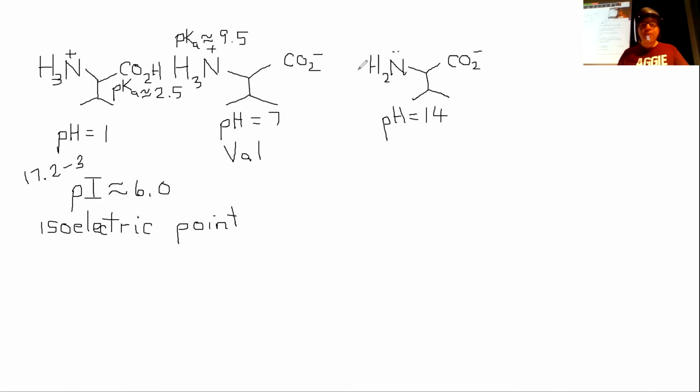And indeed, even to pull off this proton, you're going to need to go a lot more alkaline than pH equals 14. That amine probably has a pKa of somewhere in the upper 30s. So you're something like 25 pKa units away in order to be able to do that.